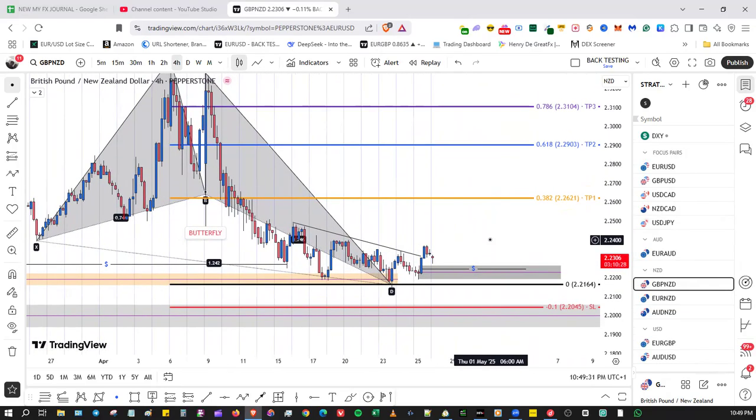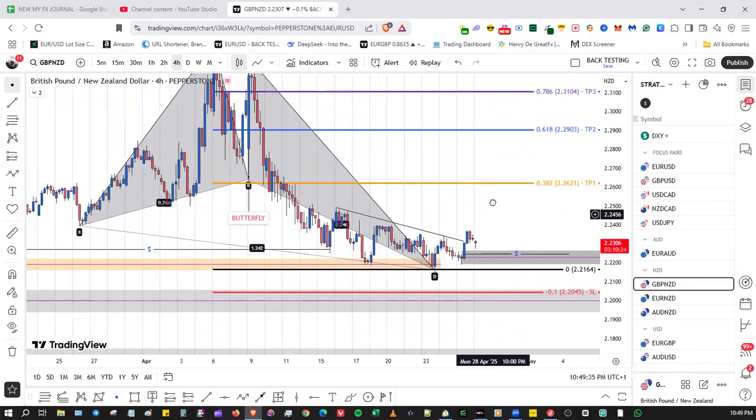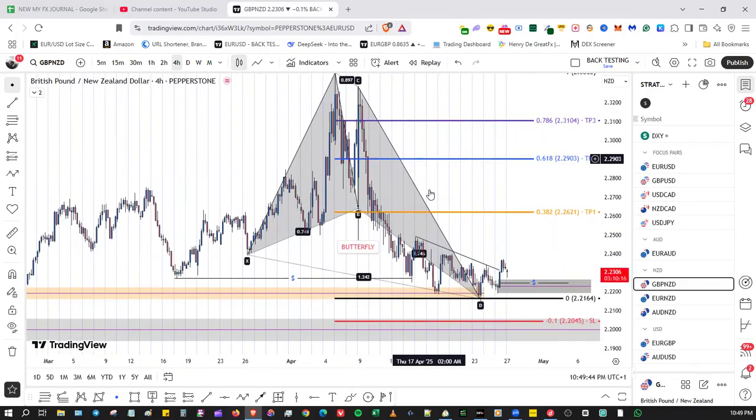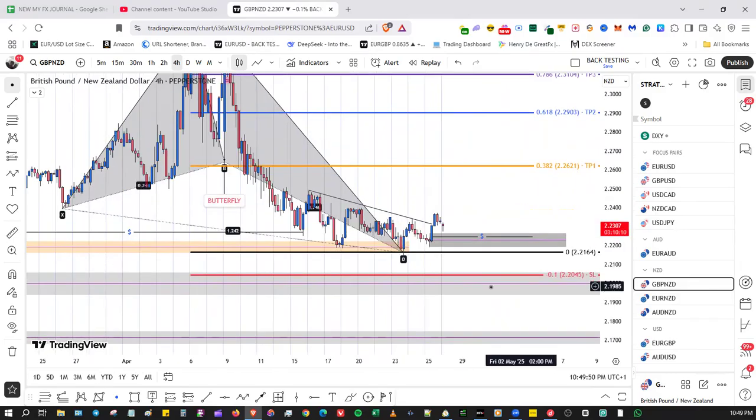GBP NZD, this is actually a buy opportunity, solid setup. We're able to get liquidity at that potential reversal zone. We're able to get a key level, and we're able to get a structural harmonic pattern into that key level. Okay, so look out for a buying opportunity. This buy fails if price closes below 2.2045.